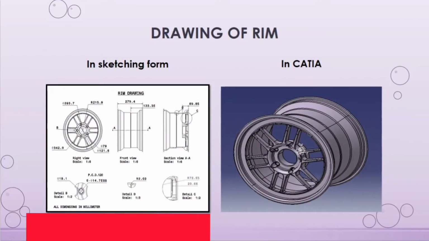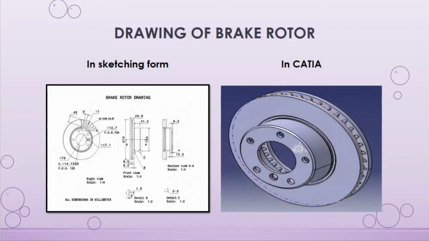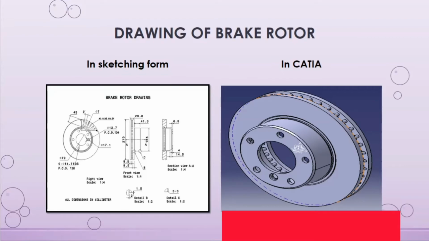This is the drawing of the rim. This is in sketching form with all the measurements and dimensions. This is designed in CATIA V5. This is the drawing of the brake rotor. This is the drawing with the measurements and dimensions. This is the drawing that was realized in CATIA V5.